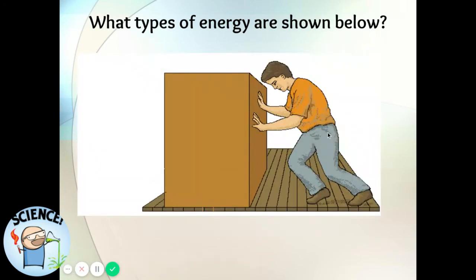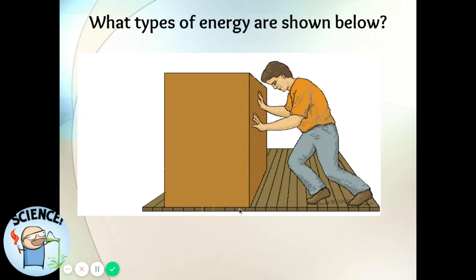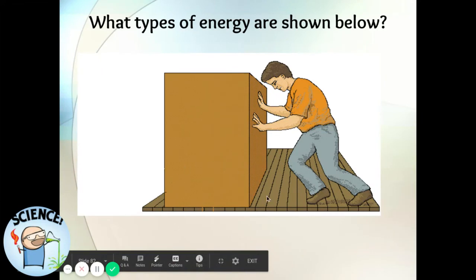In this picture, we have a person moving a box. When they're pushing the box, it's moving, so we see mechanical energy. There's another type of energy if you think about the box moving across the floor. The box is rubbing up against the floor and creating some friction. And when there's friction, you might know that it gets very hot or heats up, so we also have some heat energy here.